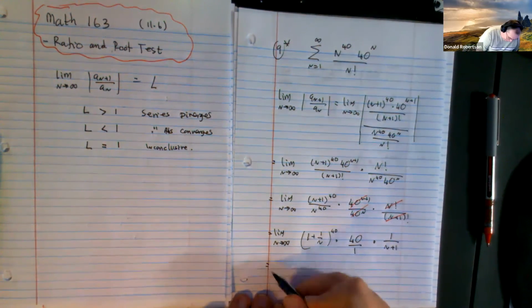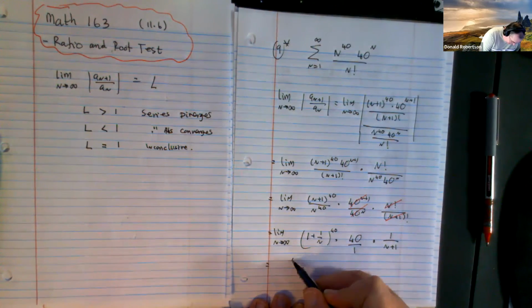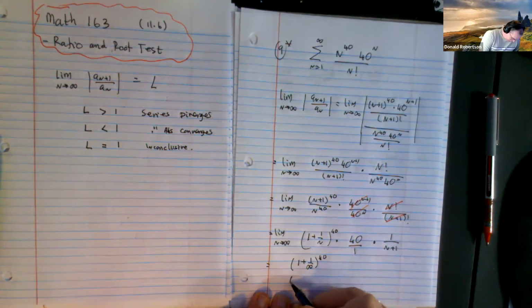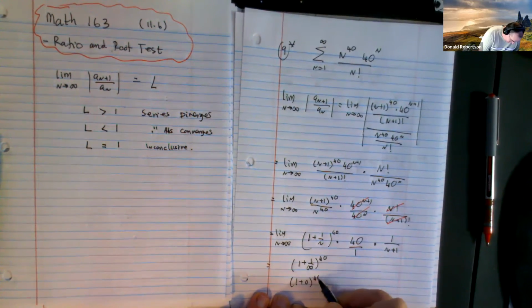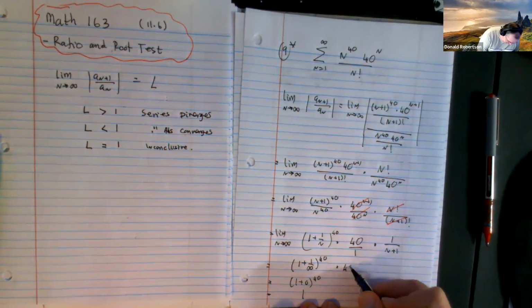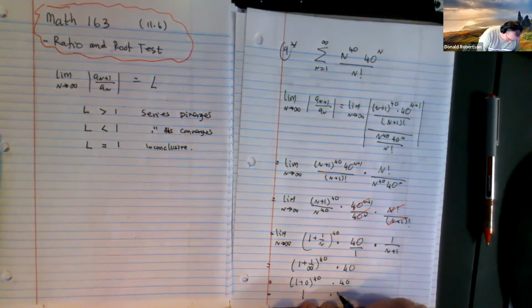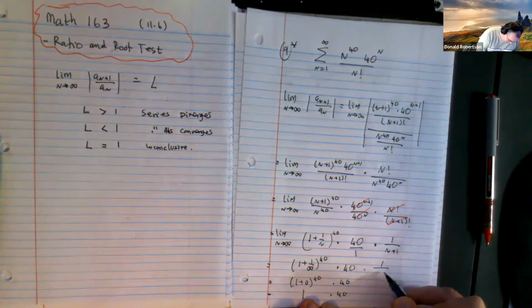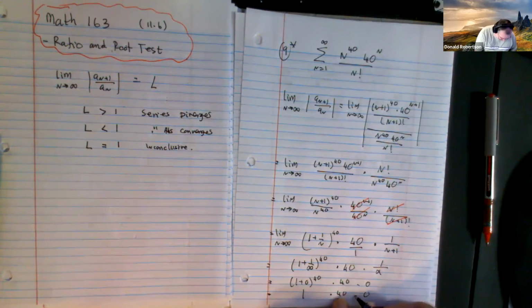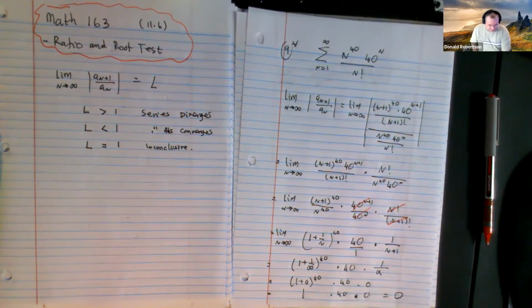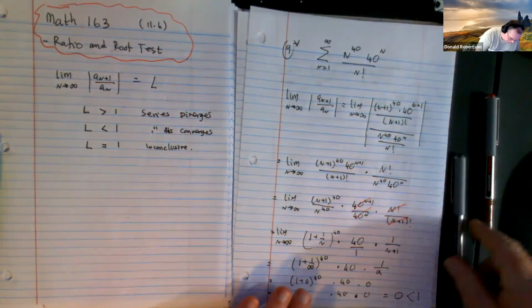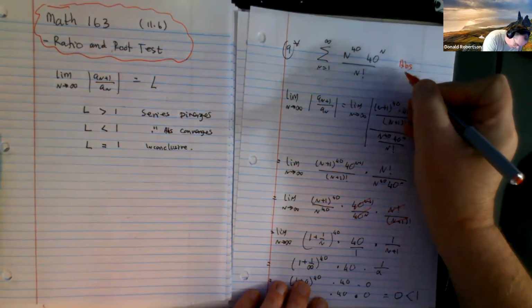Okay, let's do brute force now. This guy becomes (1 plus 1 over infinity) to the power of 40. This becomes (1 plus 0) to the power of 40. This guy is just 1. This guy is 40, and he's always been 40. And this guy is infinity over 1, which is 0. And 1 times 40 times 0 gives you 0. Would you agree that 0 is less than 1? So conclusion, this series is absolutely convergent.